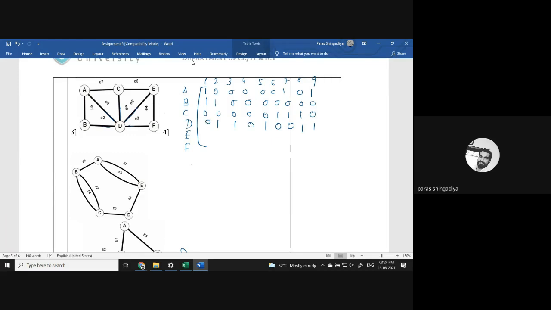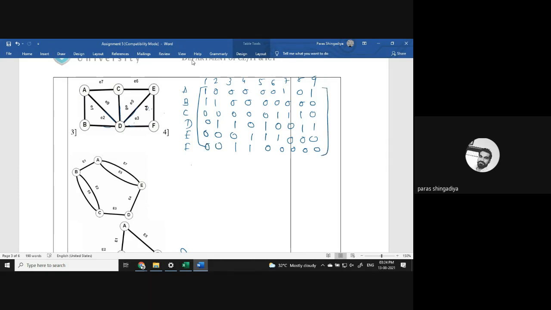The 5th row is for E. So E is connected with 4, 5, 6. Make 4, 5, 6 equal to 1, and 0 everywhere else. And then F is connected with 3 and 4, so consider 3 and 4 as 1, and the rest of the entries put 0. Now you can verify the matrix.